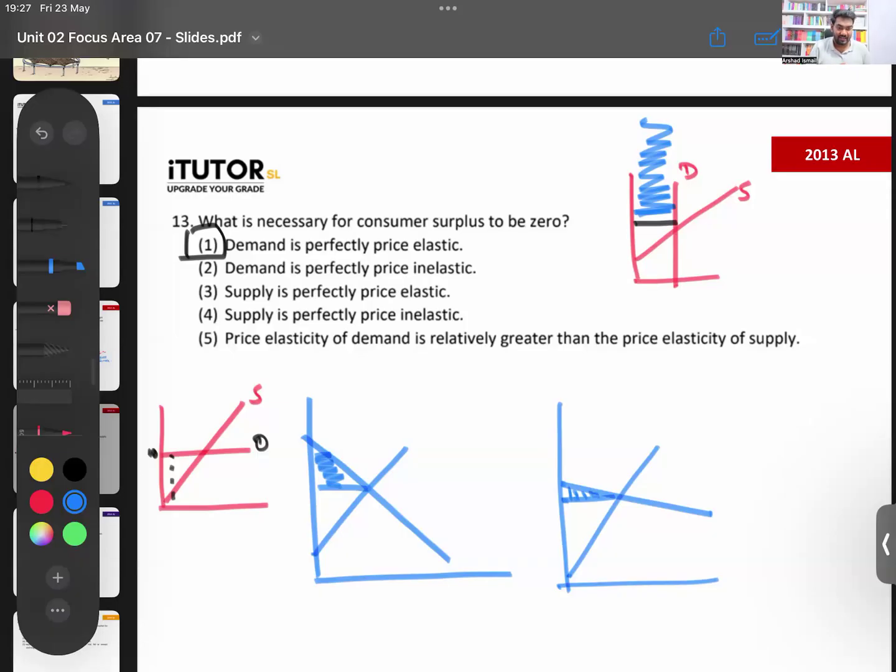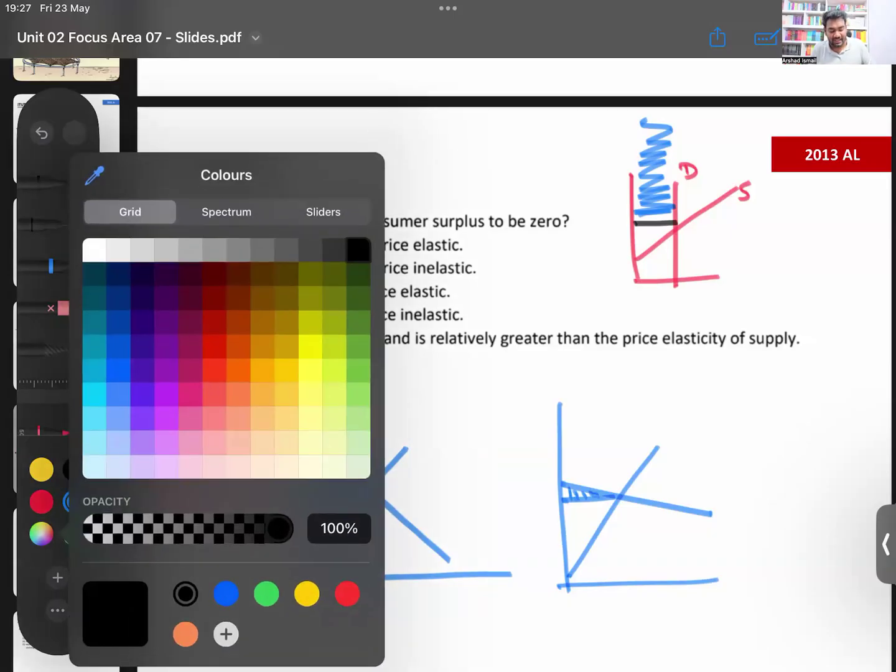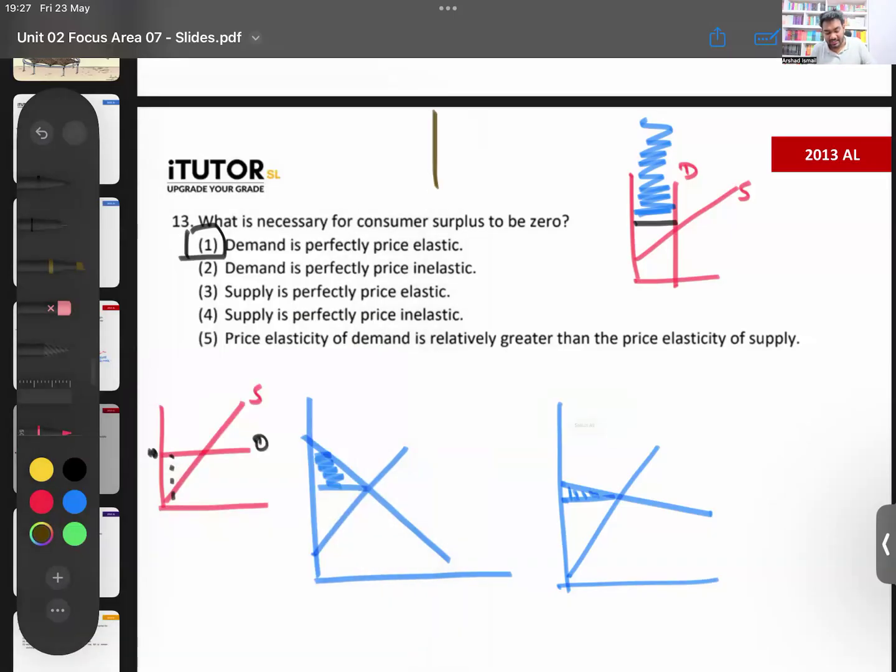You need to remember that a perfectly inelastic curve is vertical and a perfectly elastic curve is horizontal. I think you all remember that, right? So that's where the logic comes, and that's where you should not memorize. So perfectly inelastic is vertical. Why? No matter what the price is, the demand will always be the same. That's what you call perfectly inelastic. Quantity demanded doesn't change. That's why the vertical line comes there.